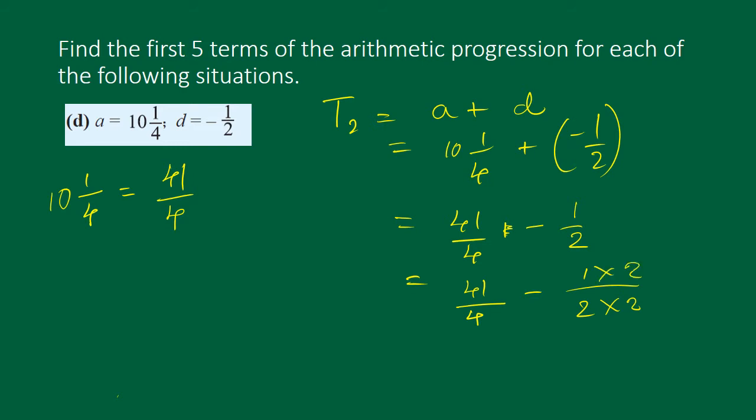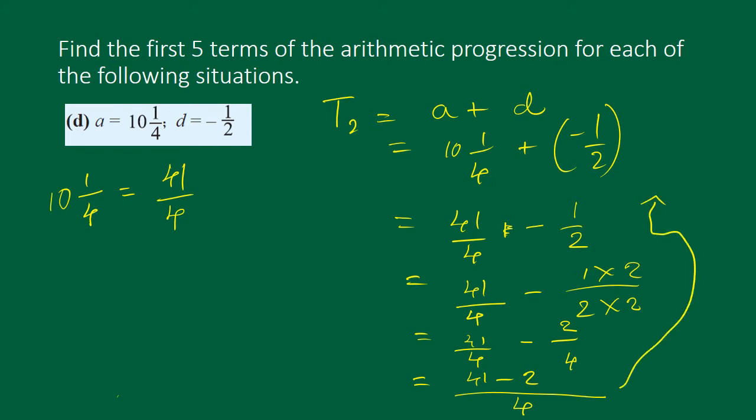You can multiply with the same number, right? And this is 41 minus 2 over 4, and you can get t2 as 39 over 4. That's it. And the same way you can find out t3. You can get t3 as t2 plus d, right? That's it.